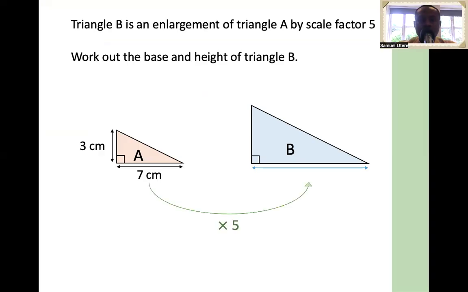Now, remember how multiplicative relationships work. If the scale factor is 5, it means if we multiply the corresponding base and the corresponding height, we will get the corresponding length of the base and the corresponding length of the height. So 7 times 5 is 35, hence 3 times 5 should be 15.